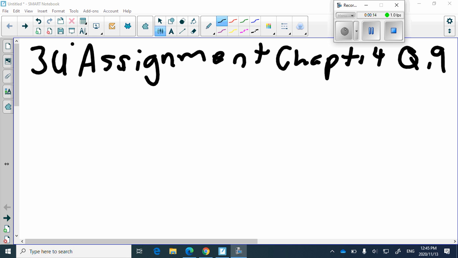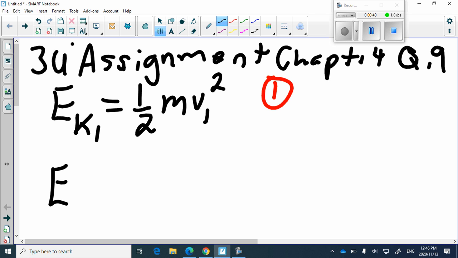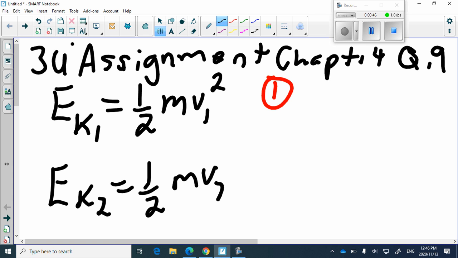So if you take a look at this, let's say you've got an object, and let's say its kinetic energy in a particular situation is equal to half its mass times the speed squared. So this is situation number 1. Now, we have situation number 2, where the object has a new speed, not V1, but V2. Okay, we're just giving names to stuff. So this is situation number 2.